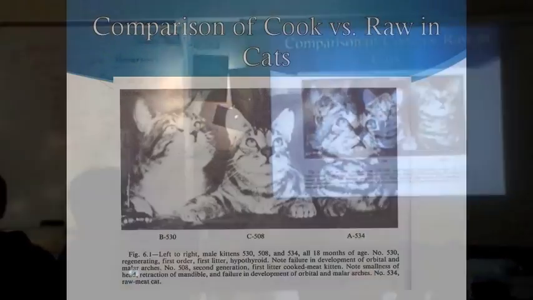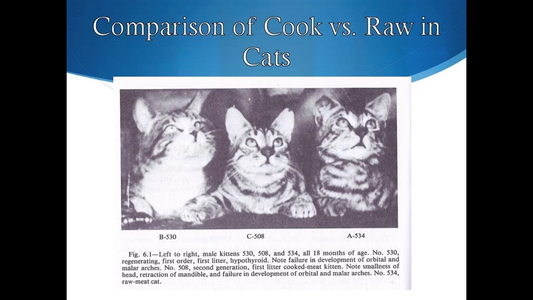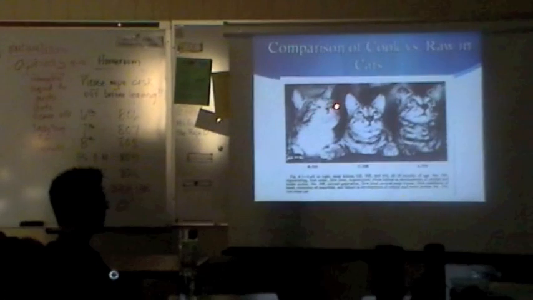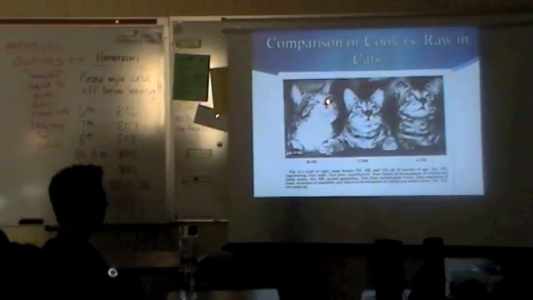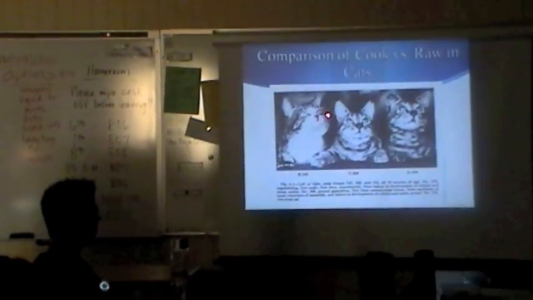His work really parallels this. This is a comparison of cooked versus raw foods in cats. So this is B30. In B30, regeneration, first order, hypothyroid. Notice the failure of development is orbital right here. You have the orbital arches of the brain, of the eye socket, and the malar arches over here for the ear.